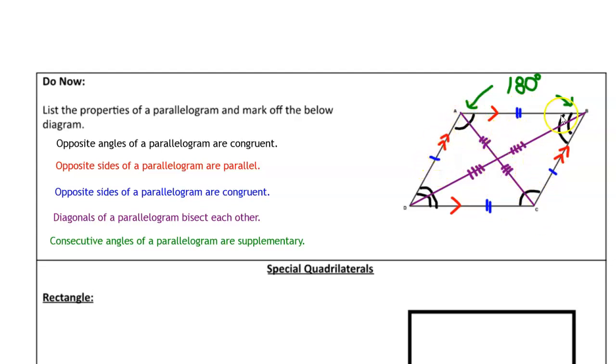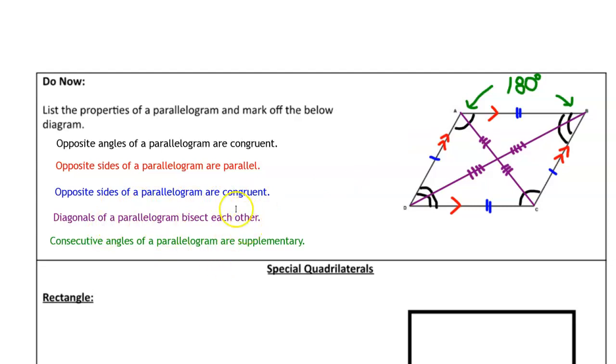Next in purple, I drew the diagonals here, and you can see that they bisect each other. In other words, this part of this diagonal is congruent to this part of the same diagonal, and this part of this diagonal is congruent to this same diagonal's part, okay? Last, in green, we said that these two angles next to each other, like angle A and angle B, are supplementary. They equal 180 because they're consecutive. Consecutive angles of a parallelogram are supplementary.